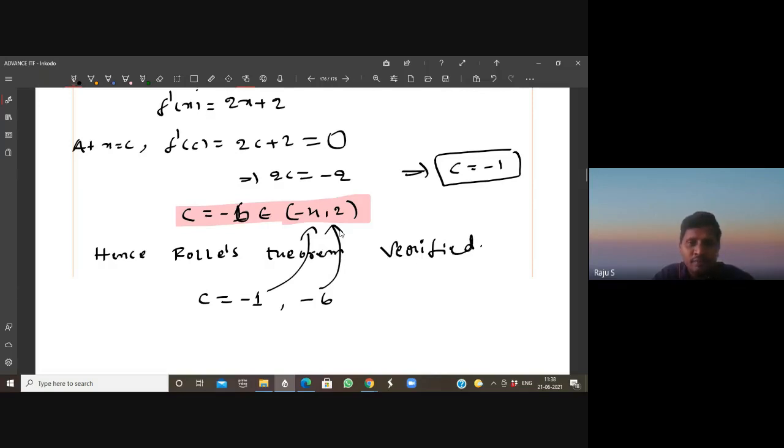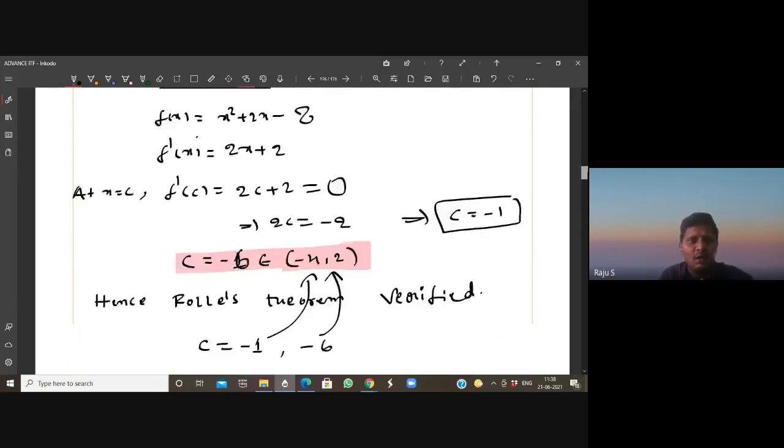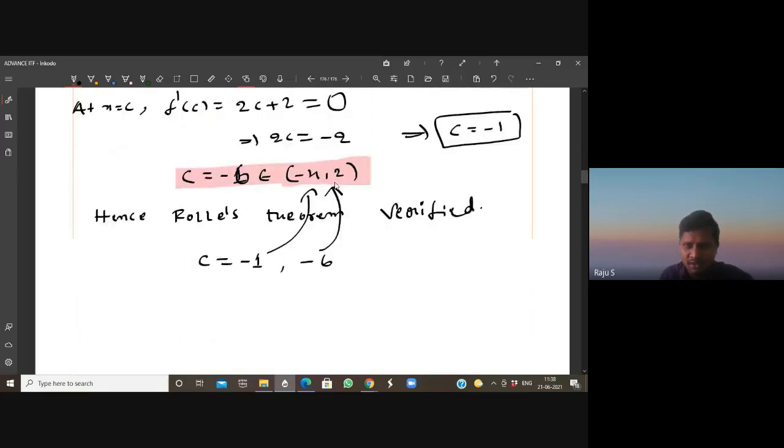Yes, we can write here that Rolle's theorem is verified. Even for Lagrange's theorem, we are saying that at least one point exists, at least a minimum of one point. It is not required that all the points C belong to the given interval. At least one point belongs to the interval. That's it. Verified. Like that. Okay.